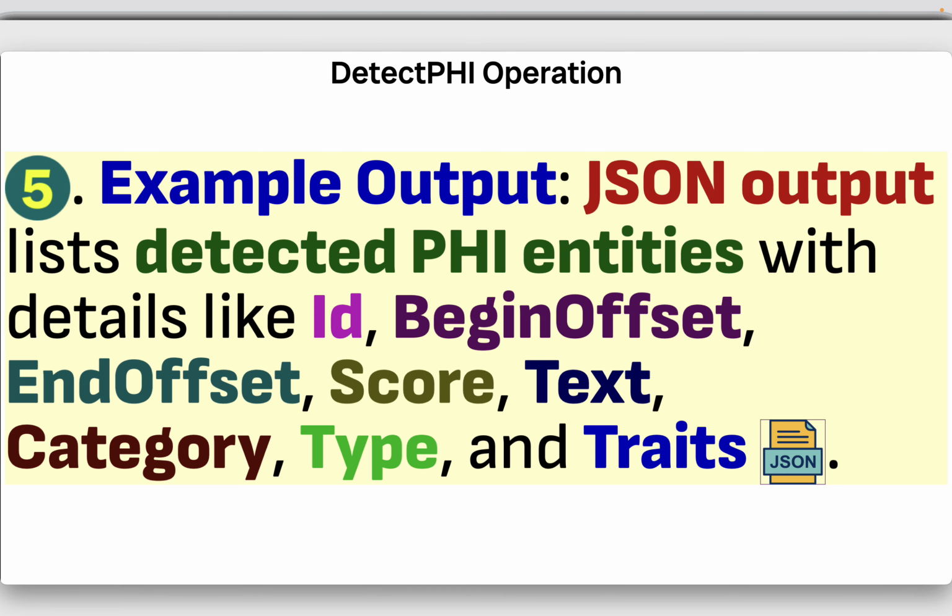Example output. When using detect PHI, the response is in JSON format. It lists each detected PHI entity with details such as its ID, character offsets like begin offset and end offset, indicating its position in the text, the confidence score, the actual text of the entity, its category like protected health information, its specific type, for example, name or age, and any associated traits.